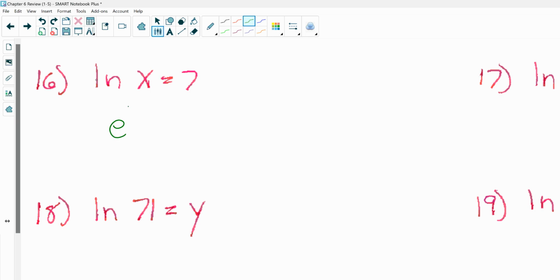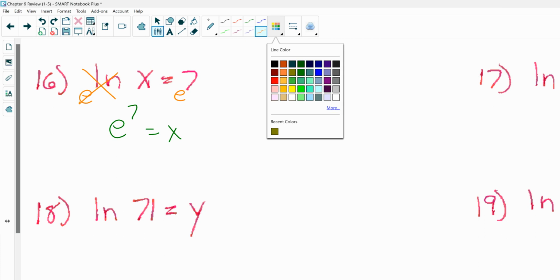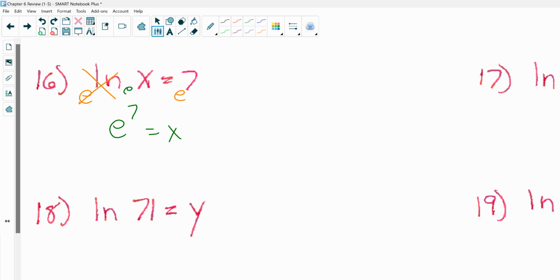E to the 7 is equal to x. Because if we did like the last one, we would put both sides to the base of e, because e to the ln will simplify, mainly because even though it's not written, it's understood that our base is e to the ln of e. So they would simplify out, giving us just our x, because that's gone. And the other side is e to the 7th. So e to the 7th is equal to x. Even though it's not written with the ln, our natural log, the base is still e.